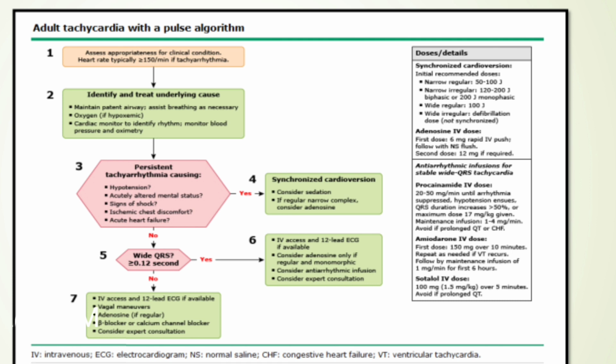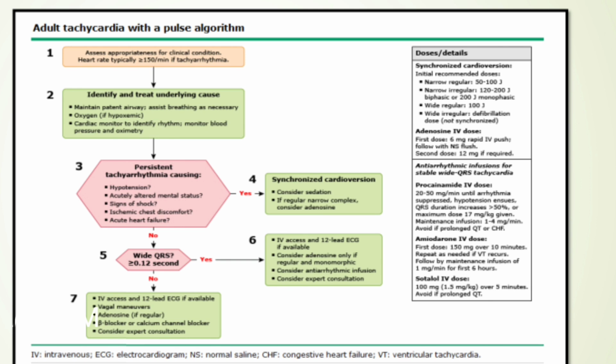Coming back to the algorithm, the things to be done are very clearly mentioned. First, you have to identify and treat the underlying causes, then maintain a patent airway, keep a cardiac monitor on continuously, monitor the BP, and give oxygen also. It's exclusively like an ABCD algorithm. Then you have to decide whether the patient is unstable or not, and if unstable you have to consider synchronized cardioversion.